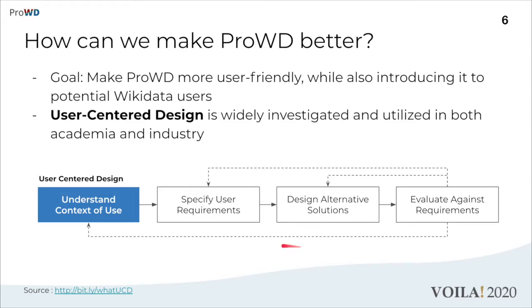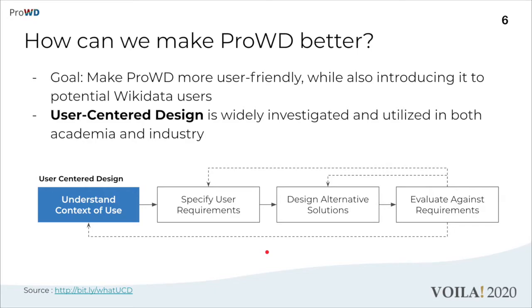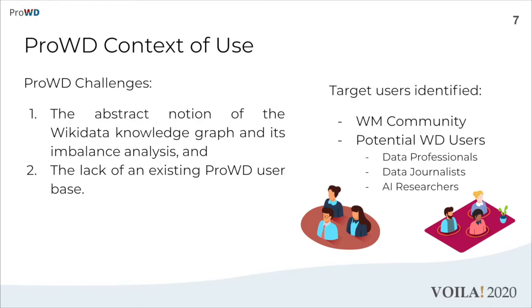And here we can see that UCD is iterative in nature, though in this research we only did 1 full iteration to see the results of UCD on an application such as PROUD. And as previously mentioned, we begin by understanding the context of use of the product, which in this case is PROUD.